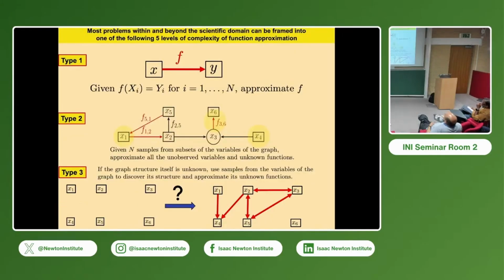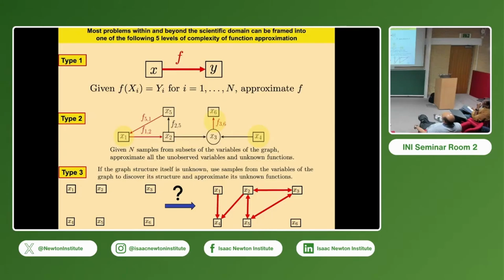Okay, so to put this talk in context, observe that most problems within and beyond the scientific domain can be framed into one of the following 5 levels of complexity of function approximation. If you have already heard me give a talk, I started with 3, but now we're at 5, and we are trying to go beyond that. Okay, so type 1, approximate an unknown function given input-output data. So this is your classical interpolation problem.